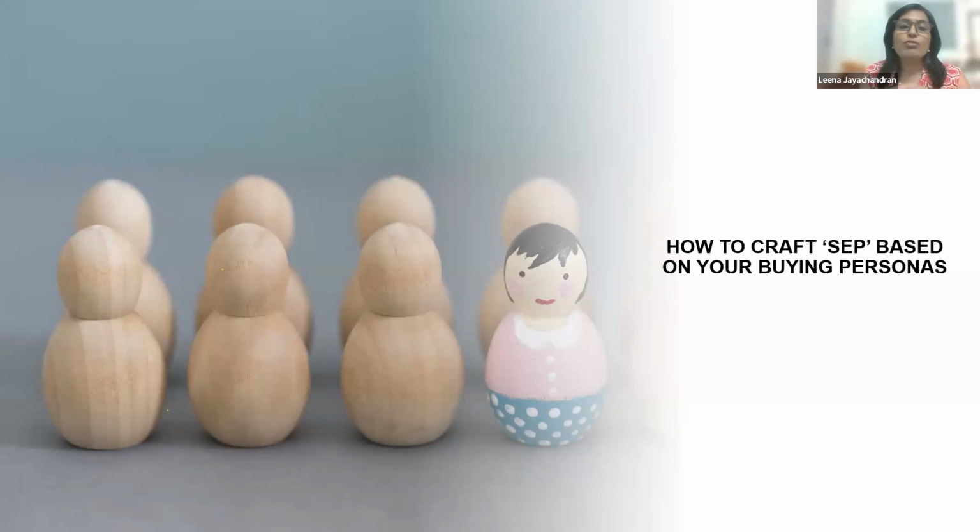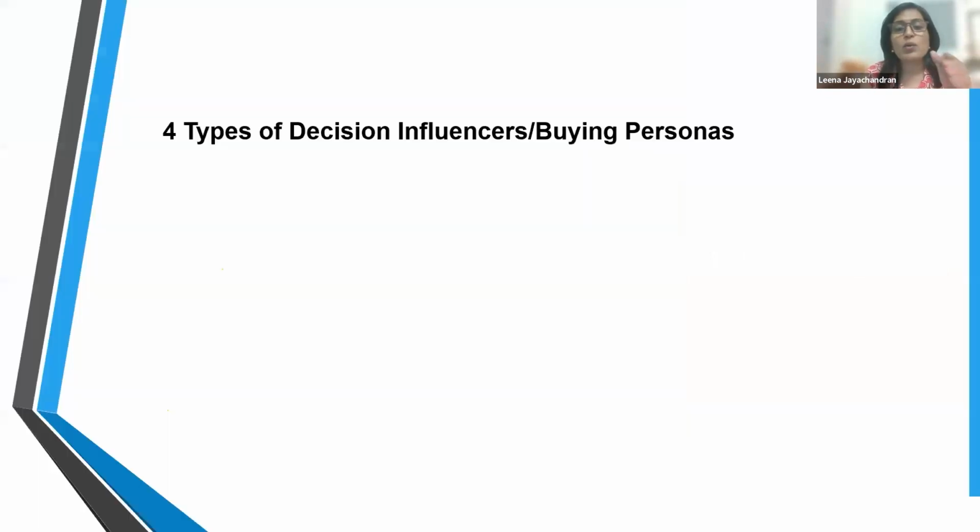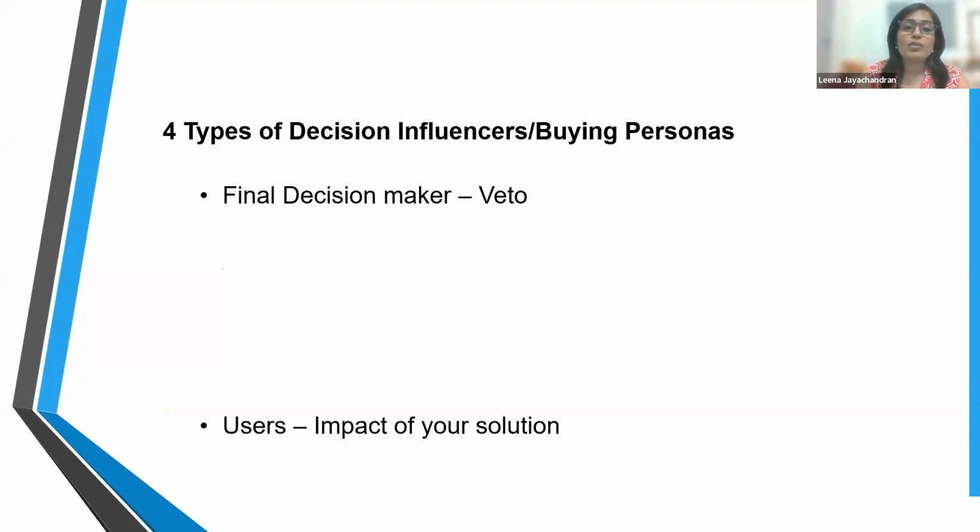So before we craft those sales elevator pitches based on buying personas, let's look at who these buying personas are, what we call the decision influencers. In every opportunity you work with, there are 4 types of decision influencers and 4 types of buying personas, as we call them. And who are those? One is the final decision maker, who's also a decision influencer. He or she is the veto. Veto means having the final decision, which, if everybody says no, he or she has the power to say yes, and vice versa. If everybody says yes, they have the power to say no. So that's one buying persona we will see in every opportunity.